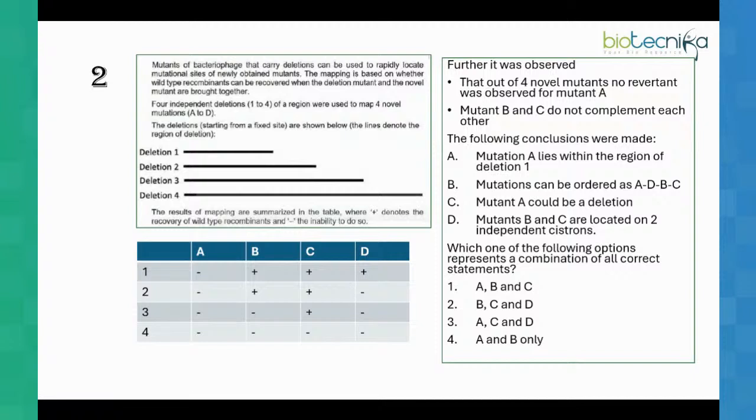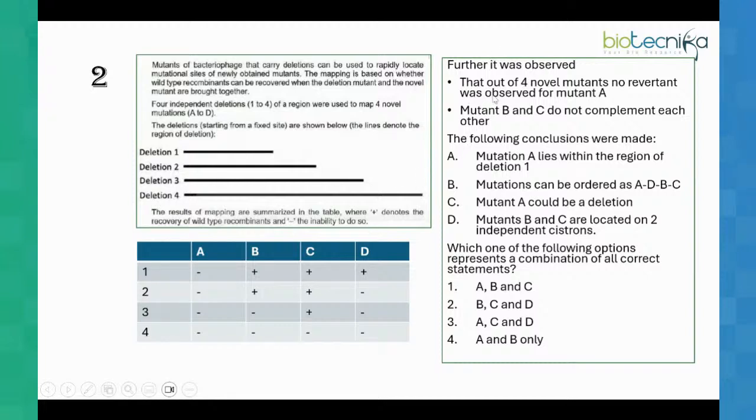So mutants of bacteriophages that carry deletions can be used to rapidly locate mutational sites of newly obtained mutants. The mapping is based on whether wild type recombinants can be recovered when the deletion mutant and the novel mutants are brought together. Four independent deletions, 1 to 4, of a region were used to map four novel mutations A to D. Deletions starting from a fixed site are shown below, and the lines denote the region that has been deleted. Now the results of mapping are summarized in the table, where plus denotes recovery of wild type recombinant, minus inability to do so.